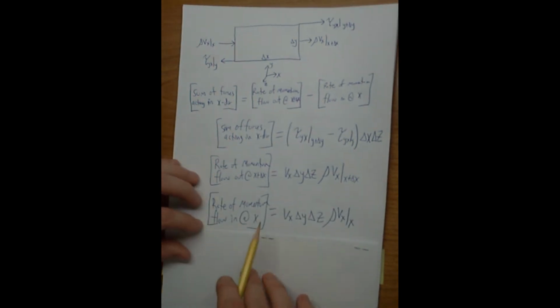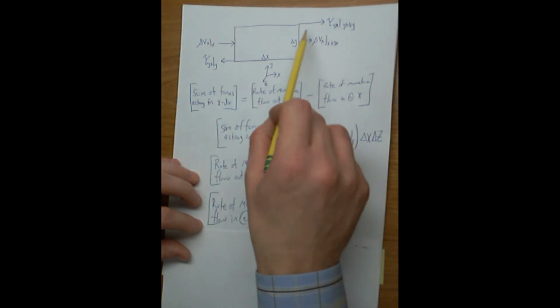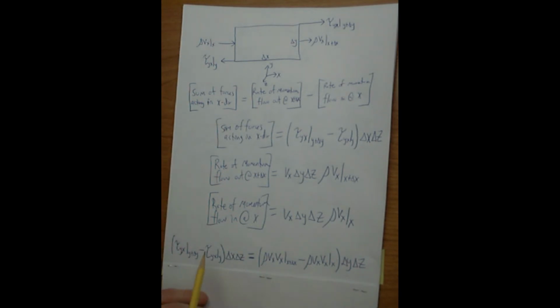Sorry, this is all for this flow out at x plus delta x, and so the flow in is going to be over here at Vx, change in y, change in z, equals the momentum at x. And so in this system we have a total momentum balance that looks like this: you have your net shear stresses times the plane that the shear stress is acting on, as well as your net rate of momentum flow right here.